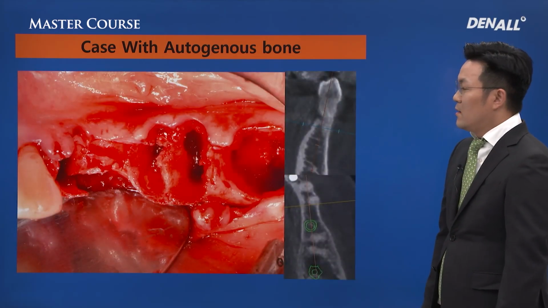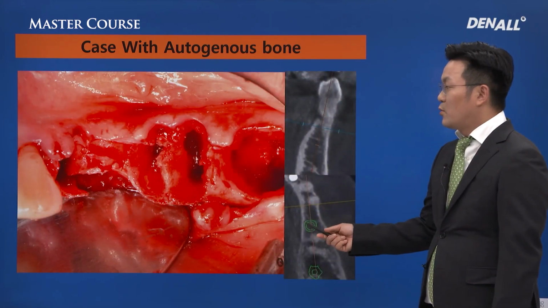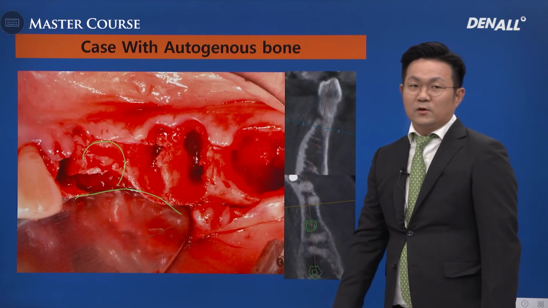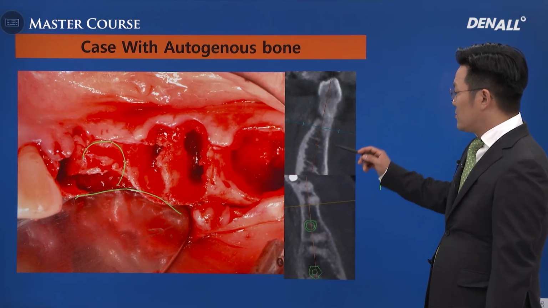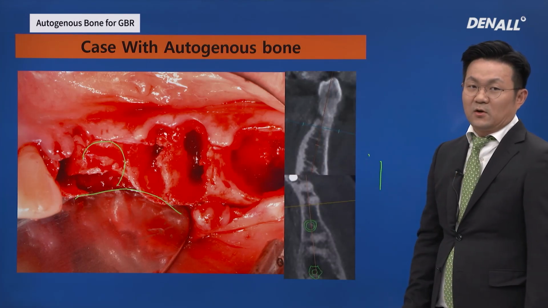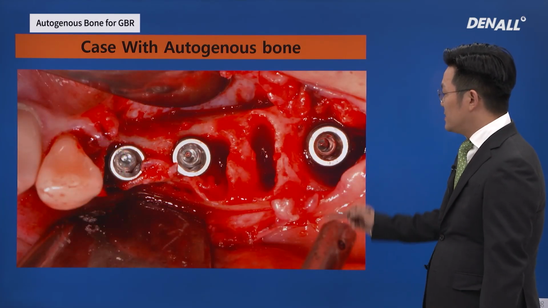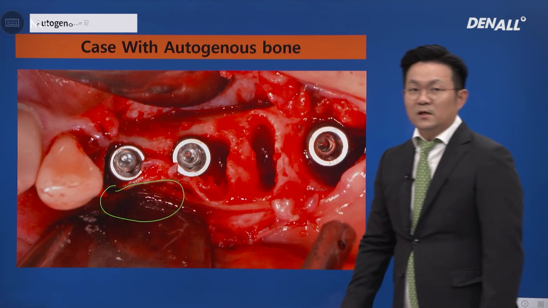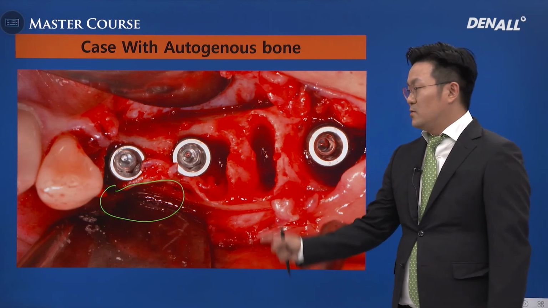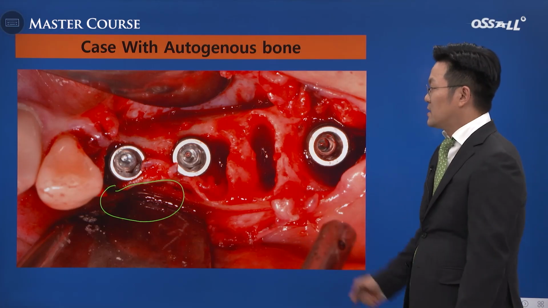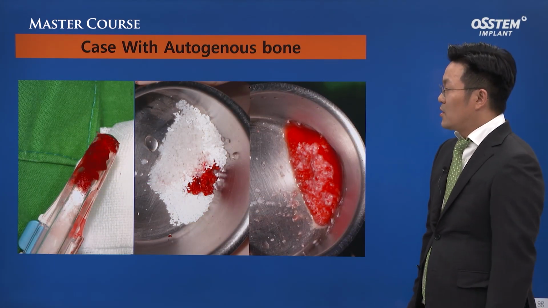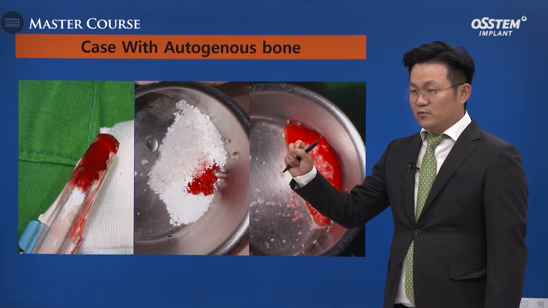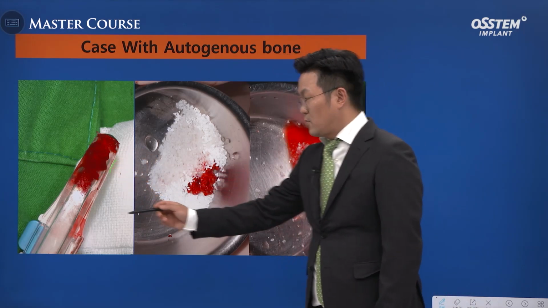Right after raising a flap, as you can see here in the premolar area, there's a big bone defect. As you can see on the CT, the bone is very narrow. Implants were placed in the buccal area of the premolar. There is a defect and the ridge was narrow, and we had to remove the teeth, and GBR was performed. A bone scraper was used to scrape some bone from the protruded bone area, and autogenous bone was mixed with xenograft.